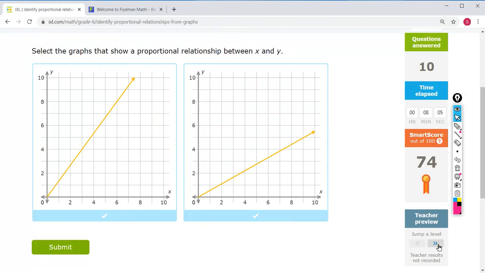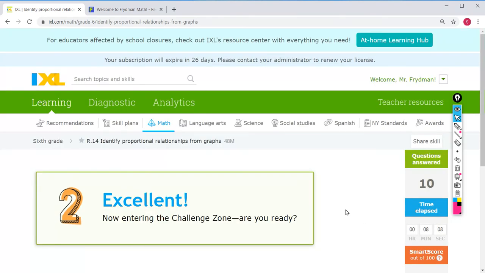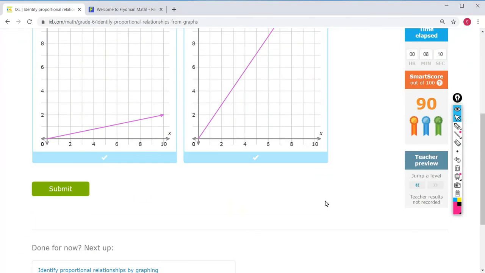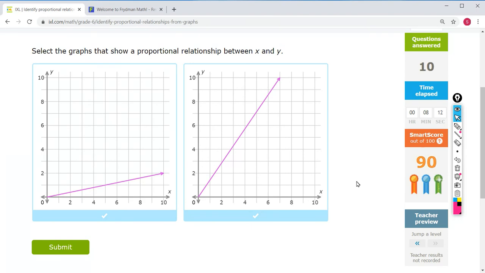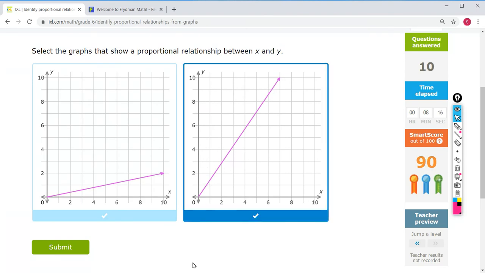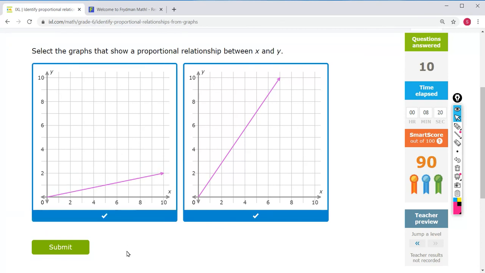Okay, let's jump ahead. I think all of these are going to be the same, actually. Yeah, so that's it. Just make sure that it is a straight line going through the origin, and then click on it, and you should be able to finish up this skill relatively easily. It's not too tough of an exercise.